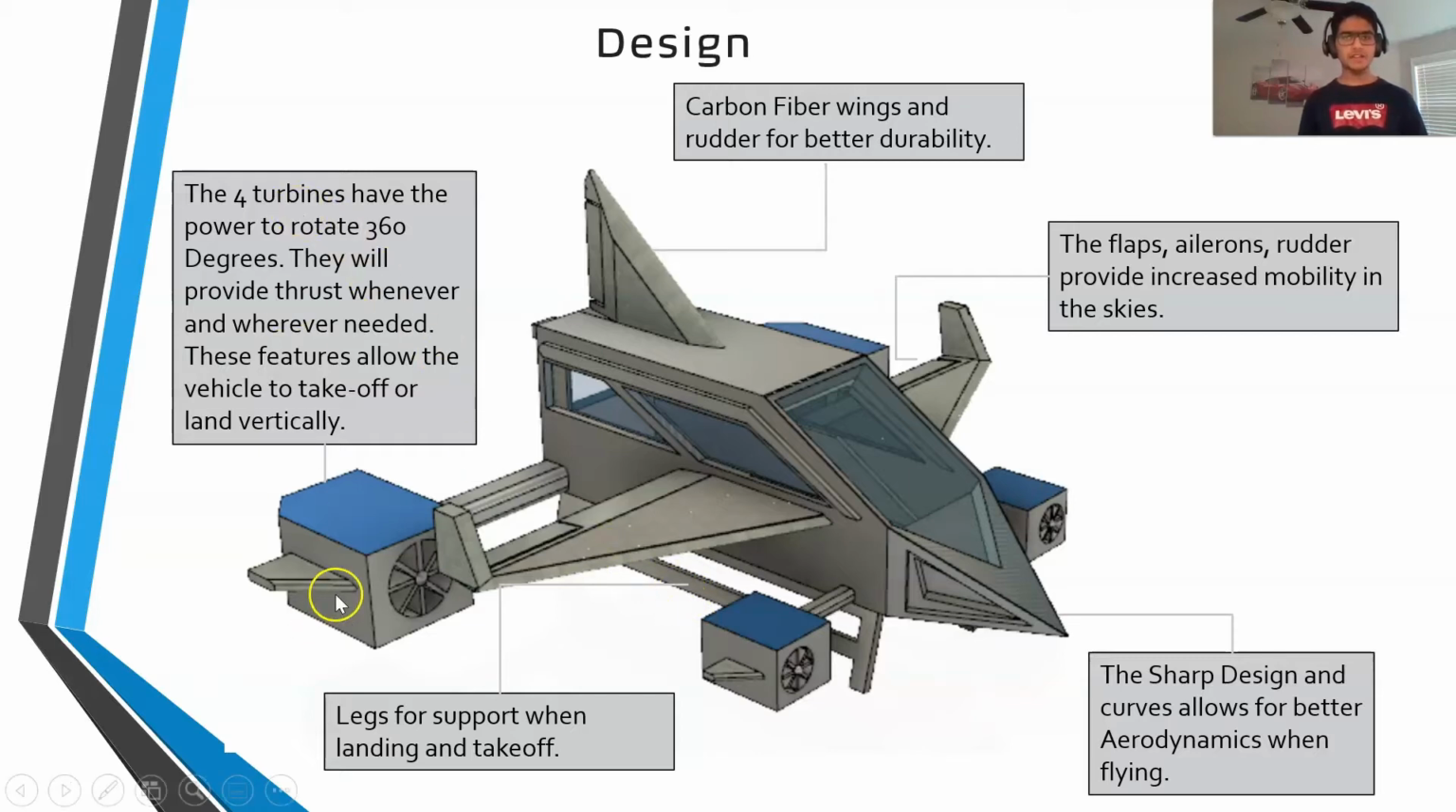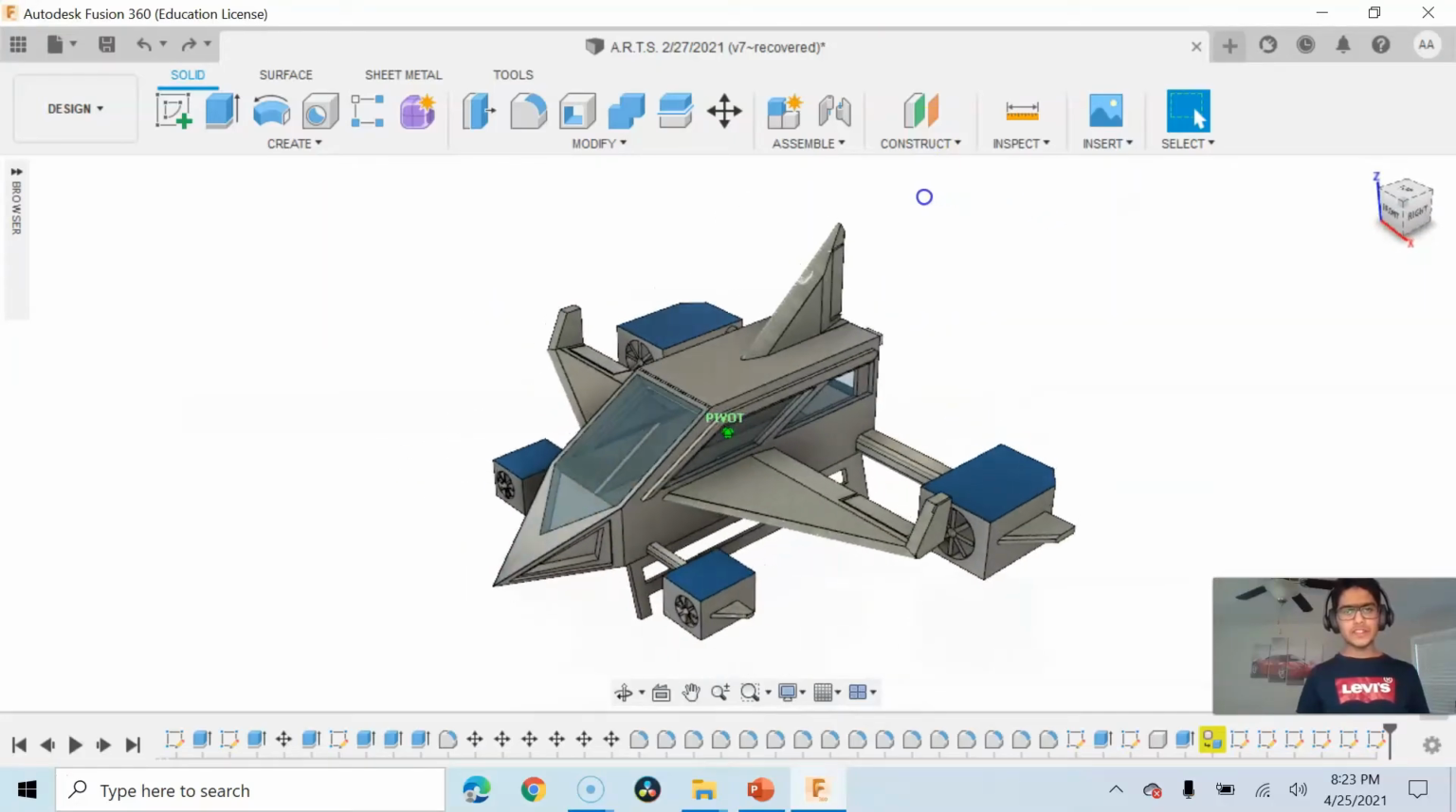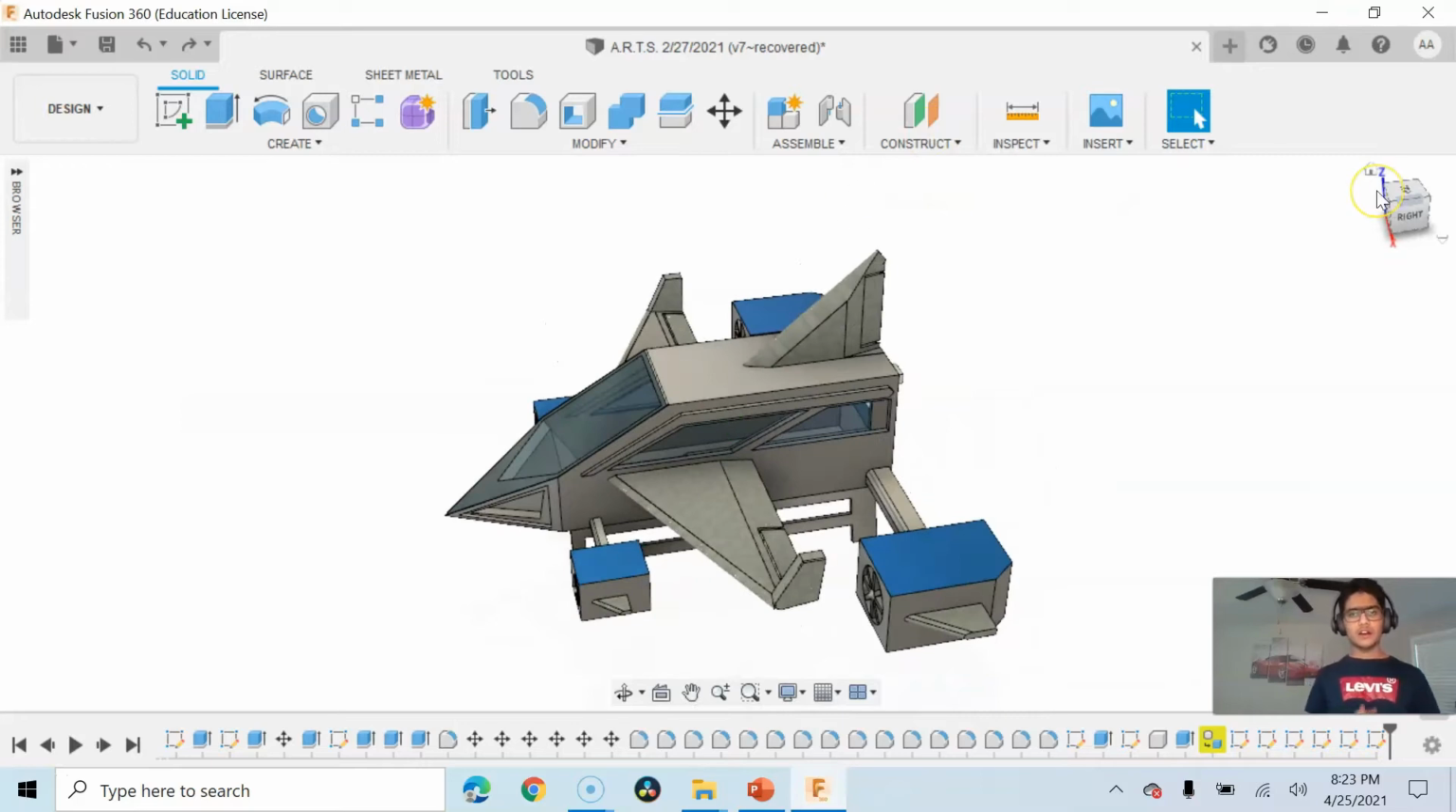And the four turbines, which are located here, here, here, and here, rotate 360 degrees to provide thrust whenever and wherever needed. These features allow the vehicle to take off or land vertically. The program that I used to create this object is called Autodesk Fusion 360. This 3D modeling software allows its users to create advanced, complicated 3D models with the help of its various tools.